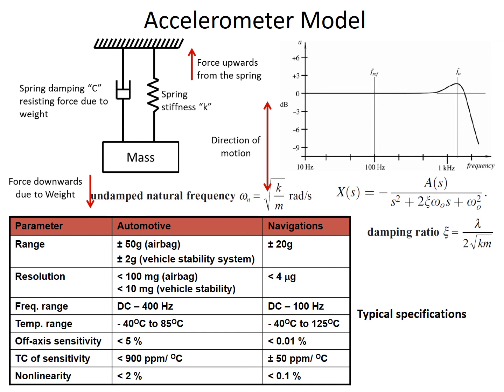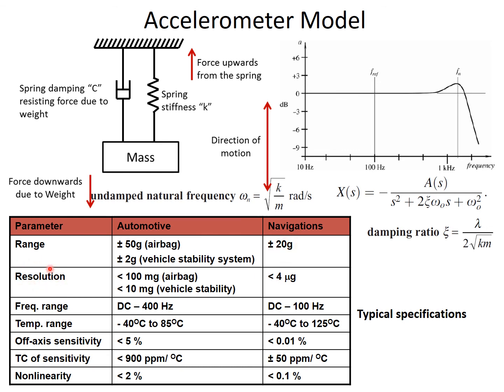Now, just for your understanding, here we have shown a table where two applications are considered. One is automotive, another is navigation, and for both we want to use an accelerometer, right? Depending on my application, the parameter values will be different. Just to give you the idea, for the automotive application, the range of the accelerometer should be plus minus 50 G for airbag or plus minus 2 G for vehicle stability, whereas for navigation it will typically be plus minus 20 G.